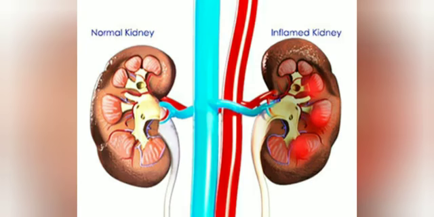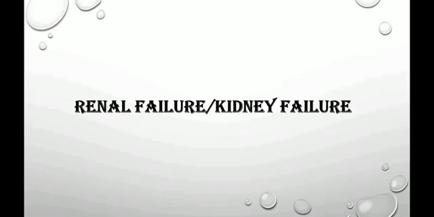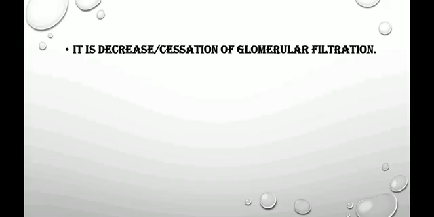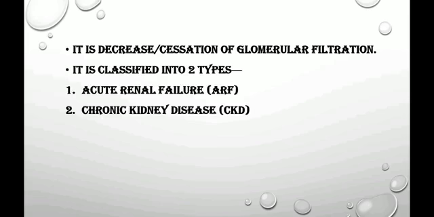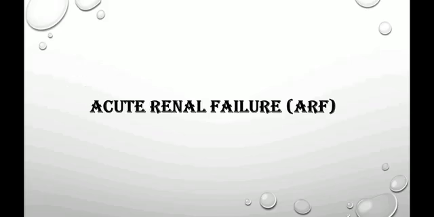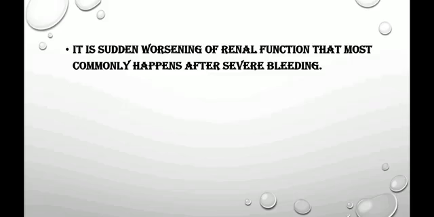Then talking about the next disease, that is renal failure. You can say it is a decrease of glomerular filtration, or you can call it cessation of glomerular filtration. It is classified into two different types. They are acute renal failure and chronic kidney disease. Now, talking about acute renal failure, or in short, ARF.